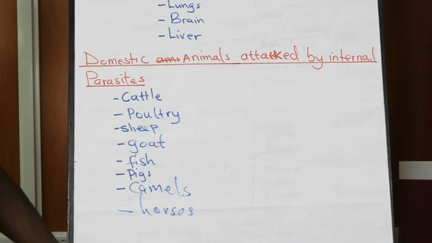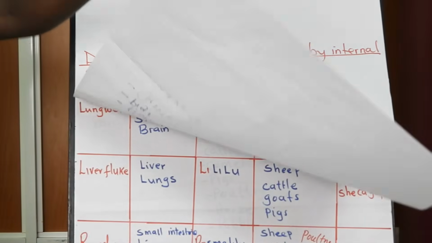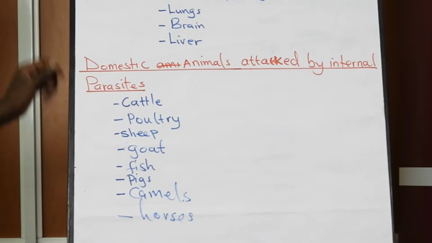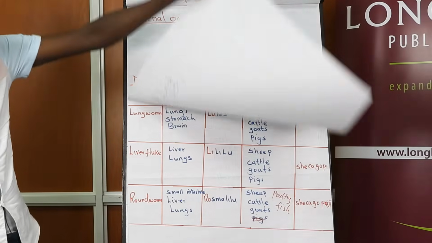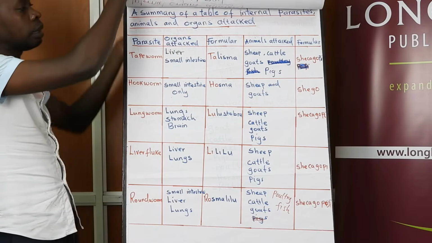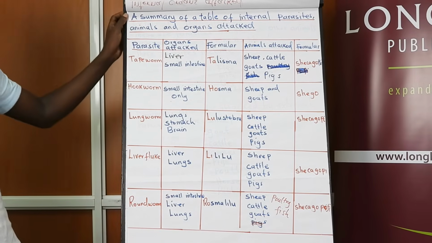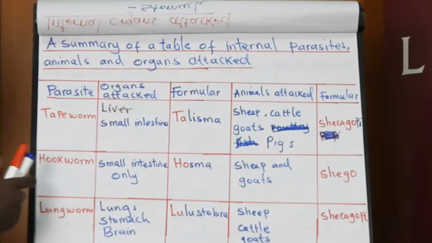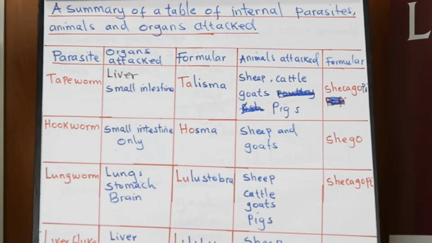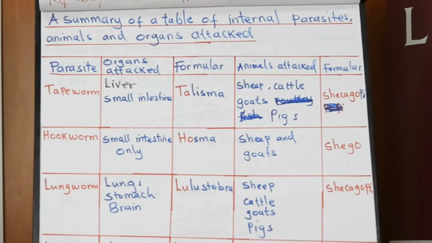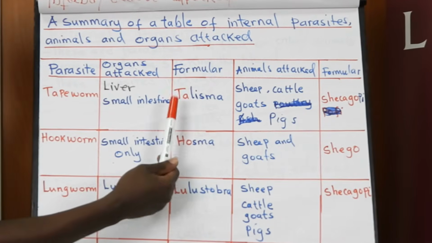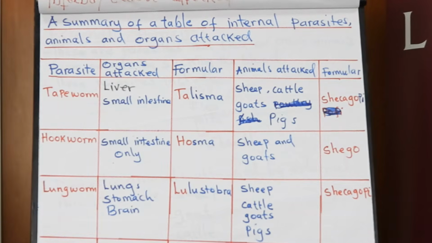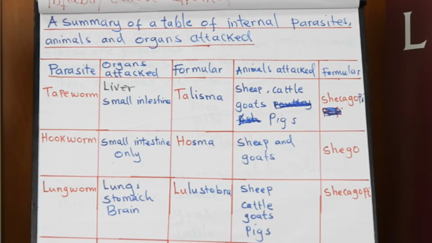I got a summary of the internal parasites, the organs attacked, and the domestic animals that are attacked. So here with me is a summary table of internal parasites, animals, and the organs attacked. And for easy mastering by the pre-candidates and candidates, we even have formulas to help the pupils who are viewing us live master the content.